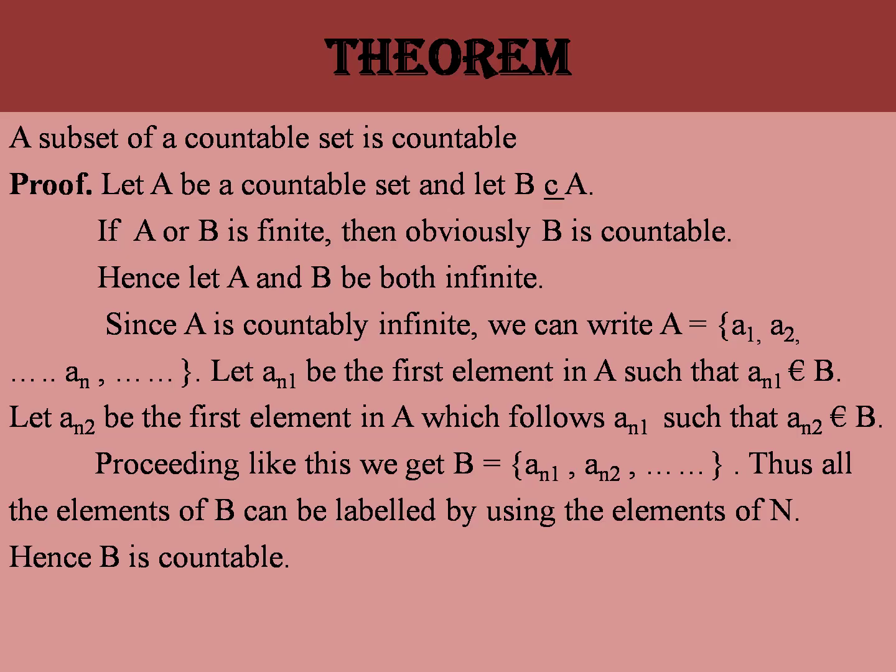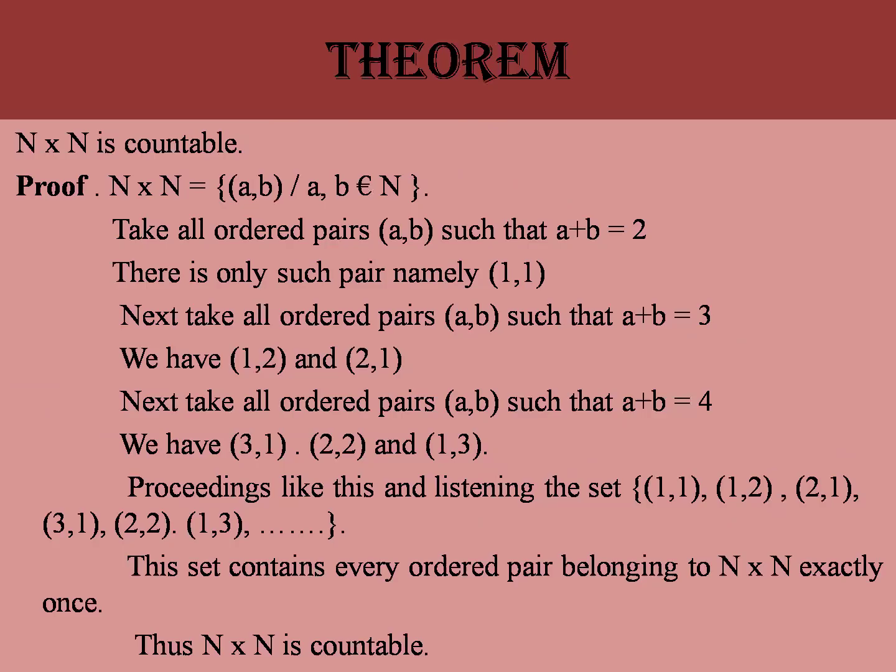Now we take all the collections of this element. Thus all the elements of B can be labeled by using the elements of natural numbers. Hence B is countable. Are you clear? Okay. Next theorem: N cross N is countable. So we have to prove N cross N is countable.